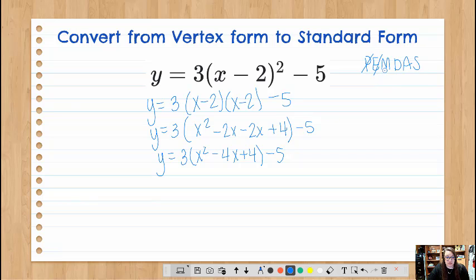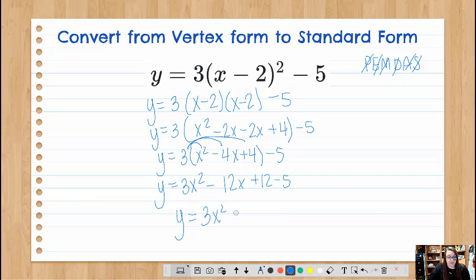Next, I'm going to multiply the 3 in. That's the distribution. y equals 3x squared minus 12x plus 12 minus 5. Multiplying and dividing are done. Last is add, subtract. So I'm just going to combine like terms. y equals 3x squared minus 12x plus 7. I am now in standard form. Let's do one more of those.